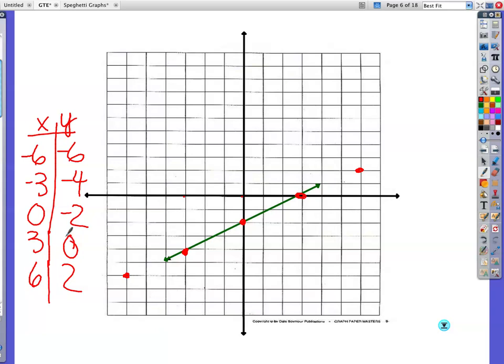Okay, double check, make sure you got a pattern. Negative 6, negative 3, 0, 3, 6. Negative 6, negative 4, negative 2, 0, 2. Looks good. Oh, if I write an equation for that, the y-intercept is negative 2. The slope is 2/3.